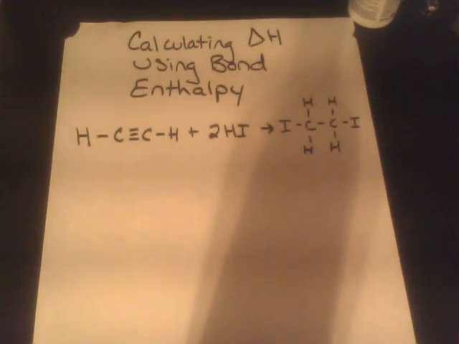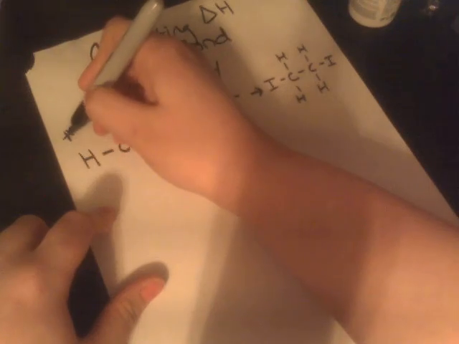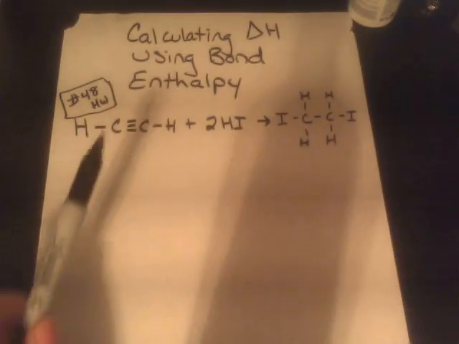Hey guys, so for this video we are going to learn how to calculate delta H using bond enthalpies. Bond enthalpy is how much energy it takes to break a bond. So this is actually number 48 on your homework, but we're going to work through this example together.